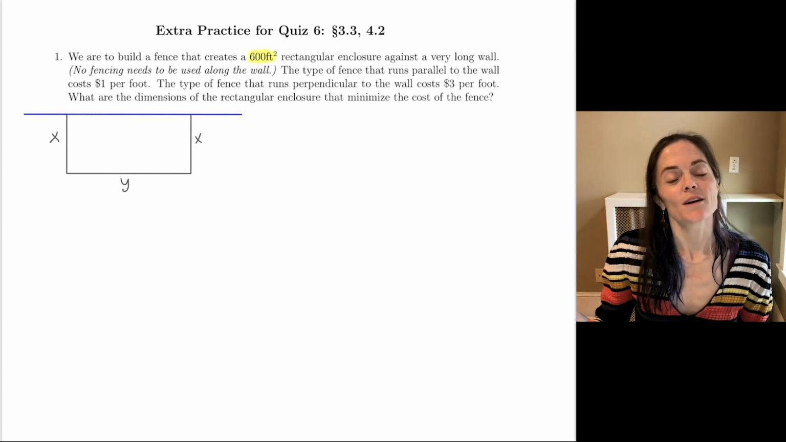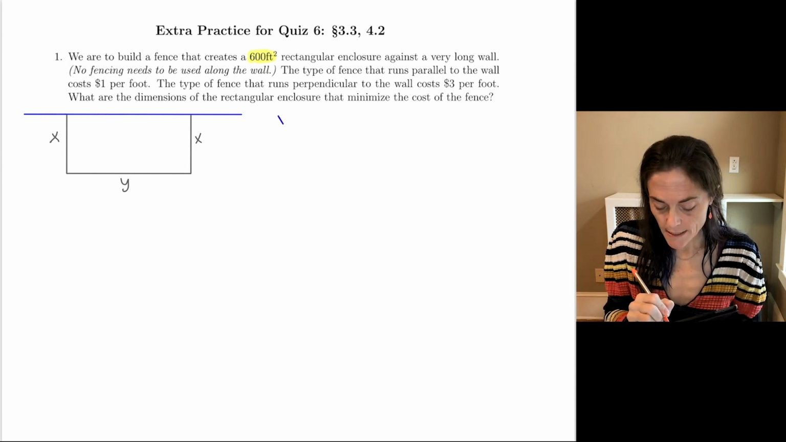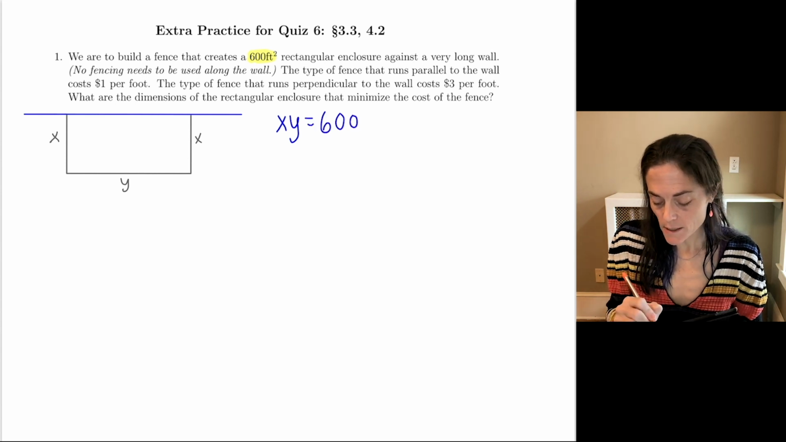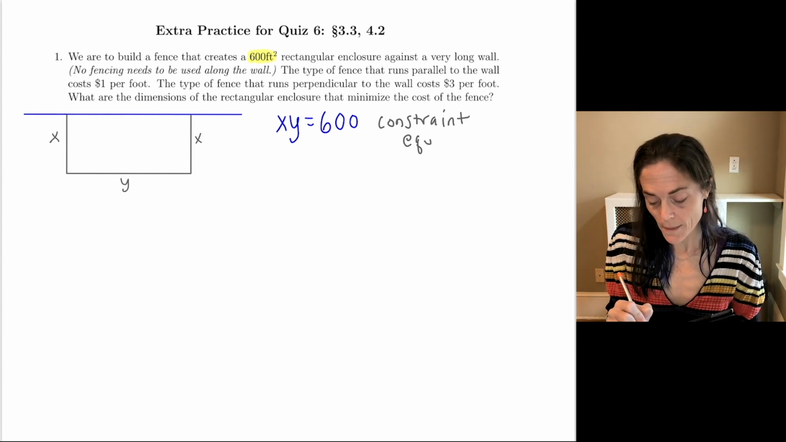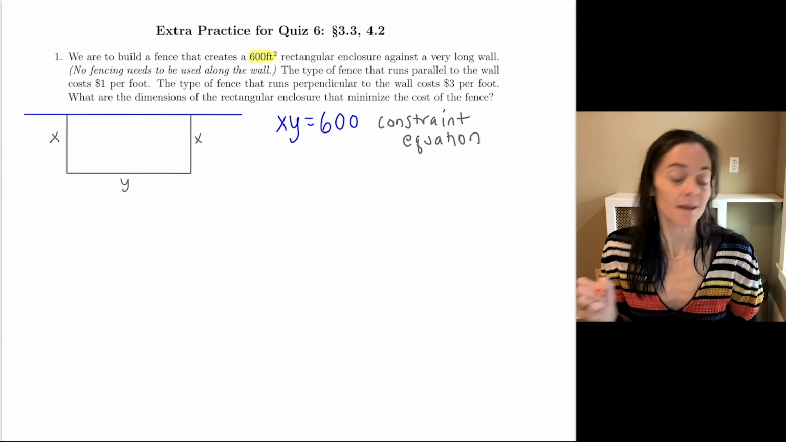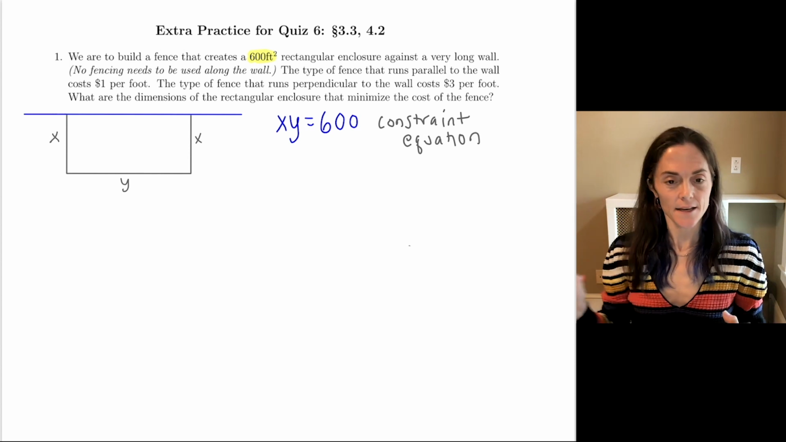Our enclosure will have area 600 feet squared, and the area here is x times y. xy is 600. This is our constraint equation. First of all, it's an equation, and we're not trying to maximize or minimize area. This is fixed. We are trying to minimize the cost here.